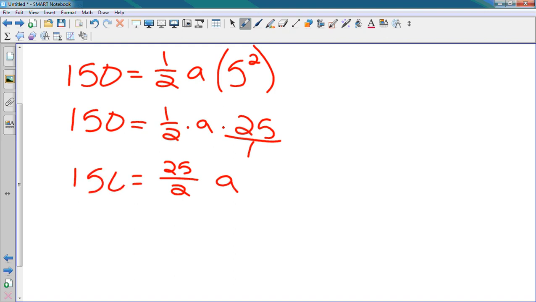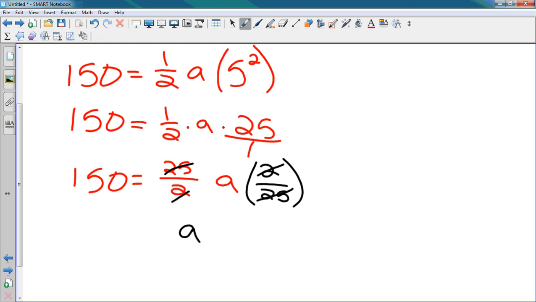Why would I write it as 25 over 2? Well, if I want to get rid of it, what do I have to do now? You want to get rid of a fraction so I can have a by itself, what do you do? Multiply by the reciprocal. So I multiply both sides by 2 over 25. That's easier, I think, than dividing by 12 1/2, because then you got to get out the calculator.